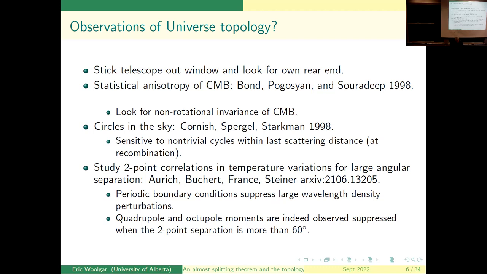I always put this line in there for comedic effect, although it has none because my delivery is not good. But the first way you can tell if the universe has closed topology is you stick a telescope out the window and you look for your own rear end. And if you see it, well, obviously that's a closed time-like curve. The most naive thing to do is really that. You look out in the sky one direction, you look in the other direction and you try to compare them. That turns out, of course, not to be a very good idea, because if you look out with a telescope, you see stars, and therefore it's very non-homogeneous at present.